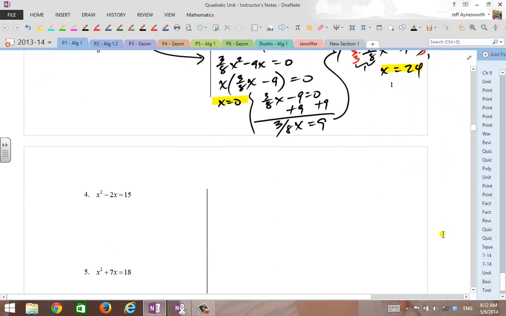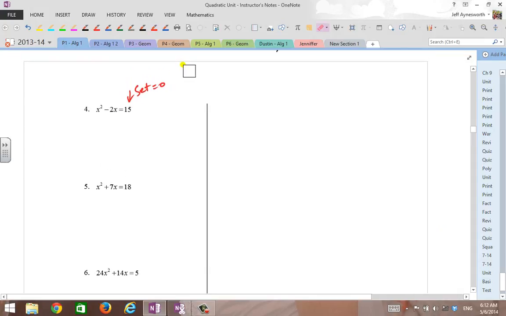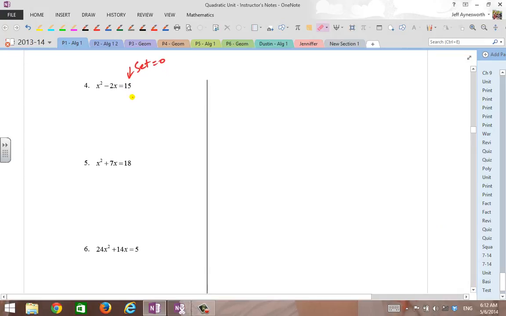All right, let's try other cases. Now on number 4, this is a trinomial, and look at this, it's not equal to 0, okay? You have to set it equal to 0 first before you even do anything. So what do you do? Well, you just subtract 15, all right? So that's your first step. So go ahead and pause the video, make your first step.